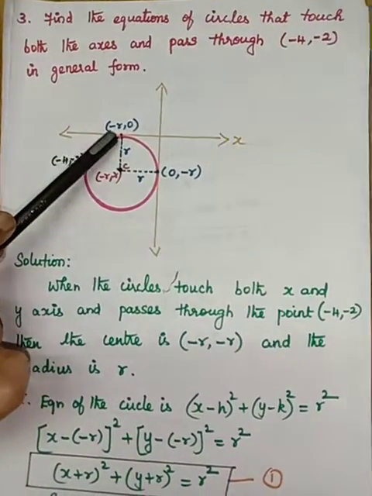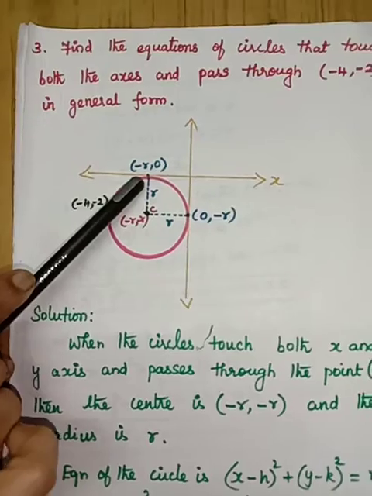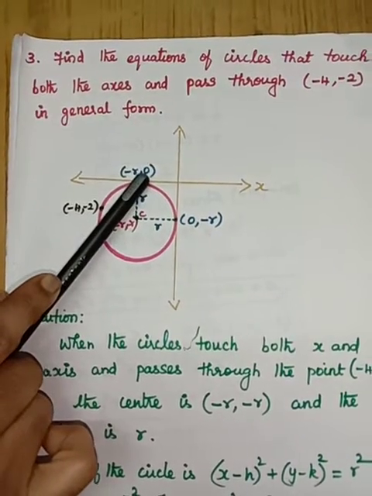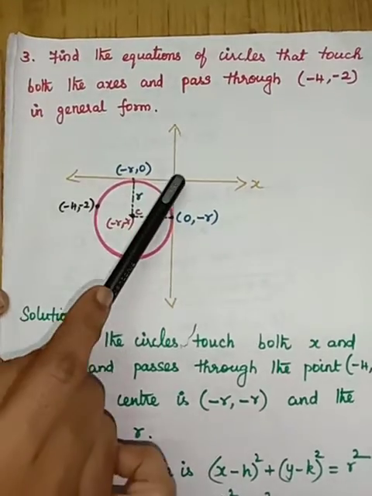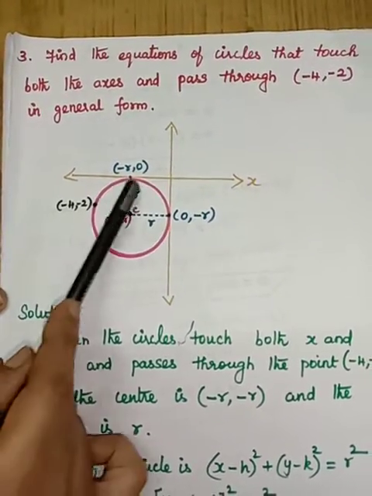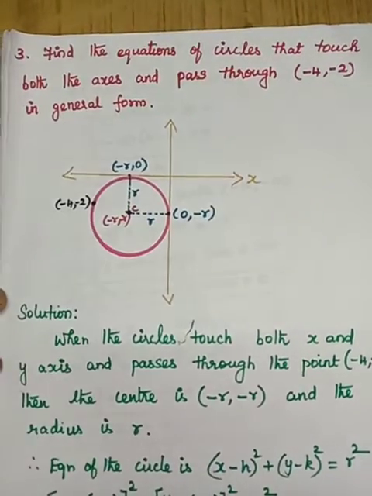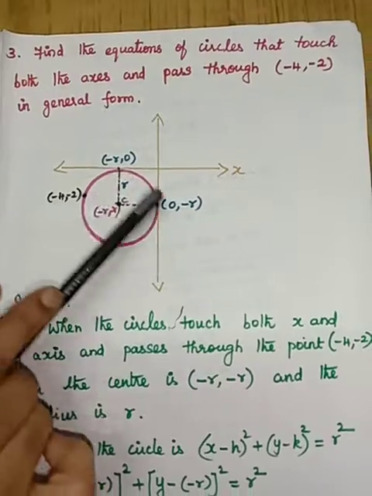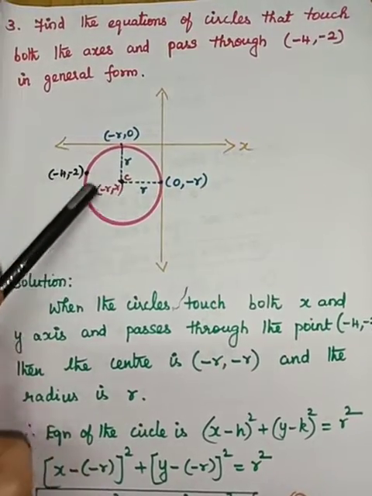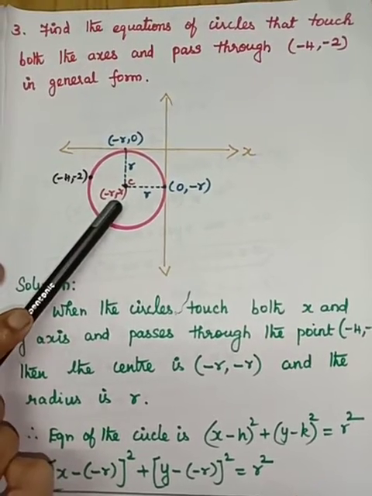Okay, come to here. Just see this point, where it is on the x-axis, means y value is 0. So you see the distance. What is the distance covered from the x-axis? It is r, on the negative side of the x-axis, so it is minus r comma 0. So I have taken these 2 passing points. If so, can you say the center? What is the center? It is nothing but minus r comma minus r.